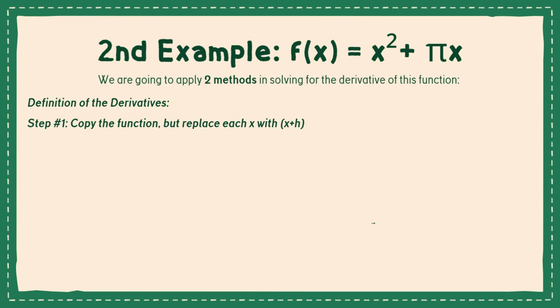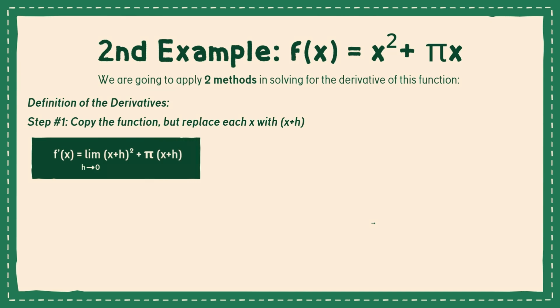Now, let's solve for the derivative of another function, where f of x is equal to x squared plus pi x. We will be using the method of definition of the derivative. So step 1, copy the function but replace each x with x plus h. So x squared becomes (x plus h) squared, and pi x becomes pi times (x plus h).